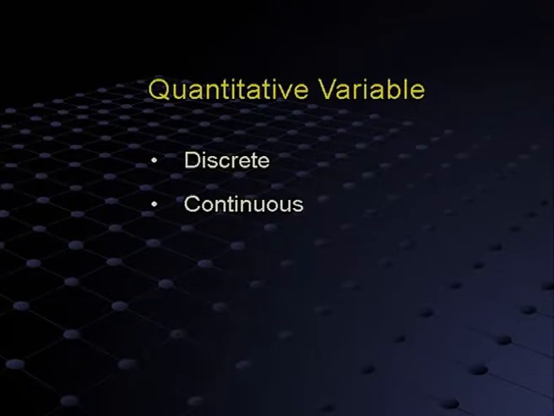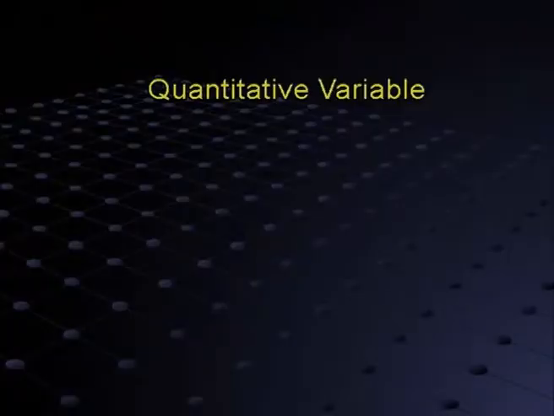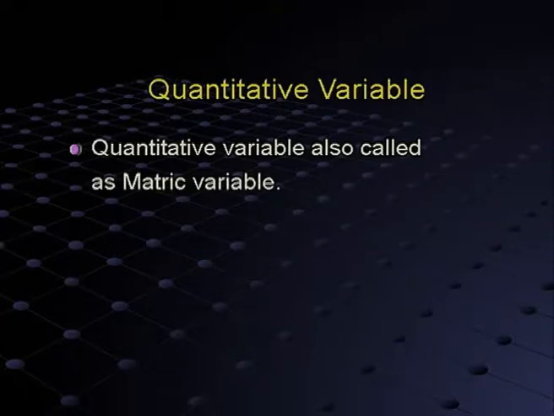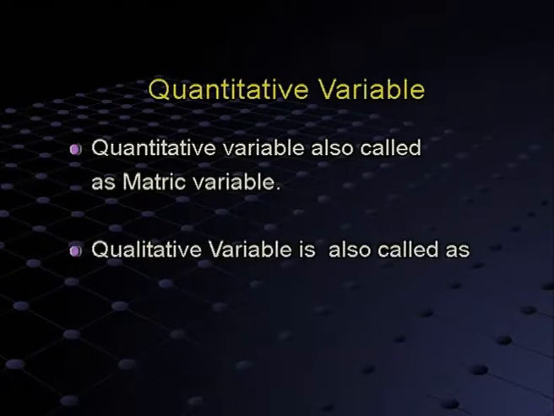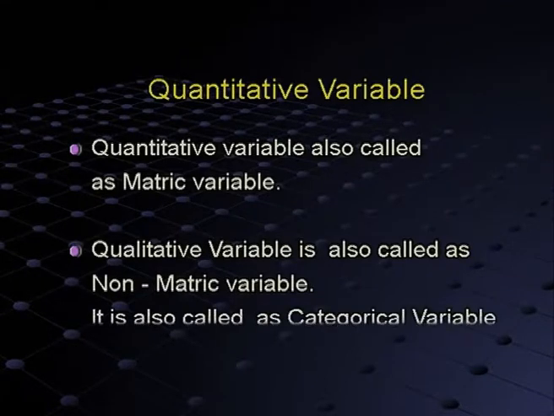Now, a variable is classified into two, qualitative and quantitative. Again, a quantitative variable is classified into two, discrete and continuous. There are certain other names also associated with the term quantitative variable. A quantitative variable is also called a metric variable, and a qualitative variable is also called a non-metric variable or categorical variable. A metric variable is divided into two, discrete and continuous.